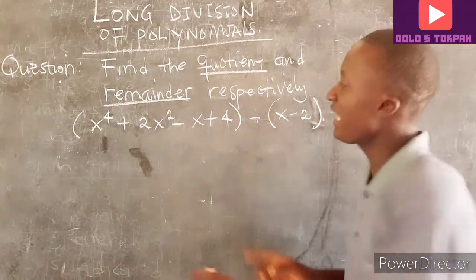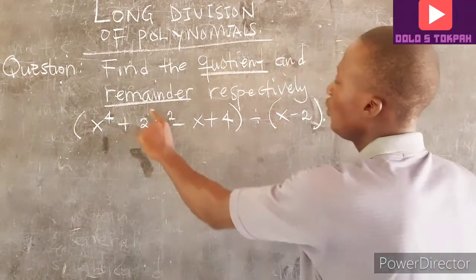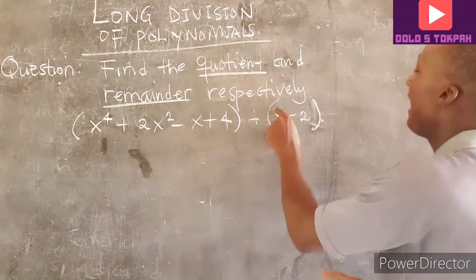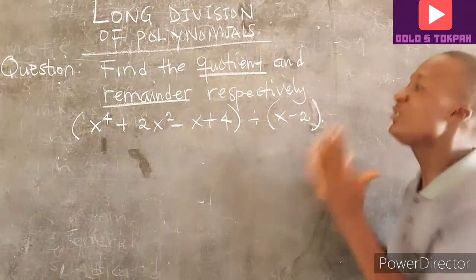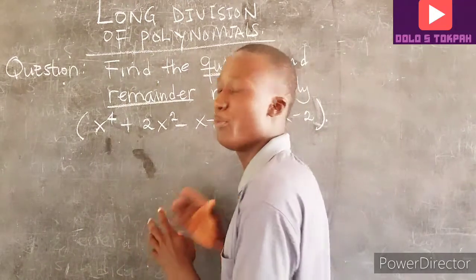The problem says s raised to the power 4 plus 2s squared minus s plus 4, divided by s minus 2. How do we solve this using long division of a polynomial?